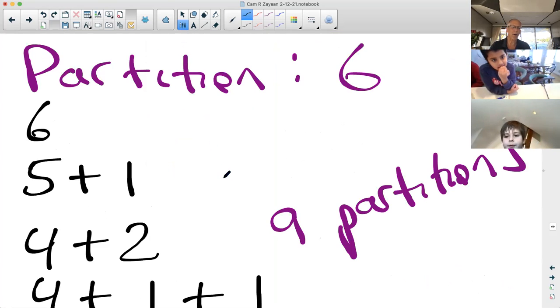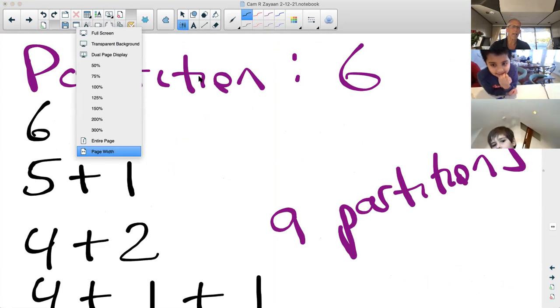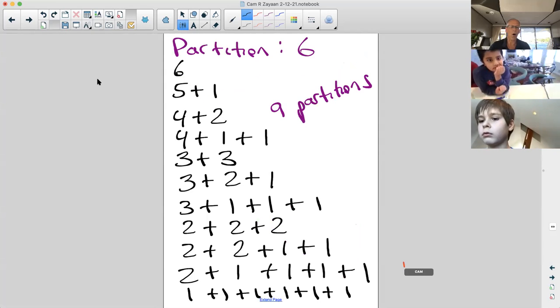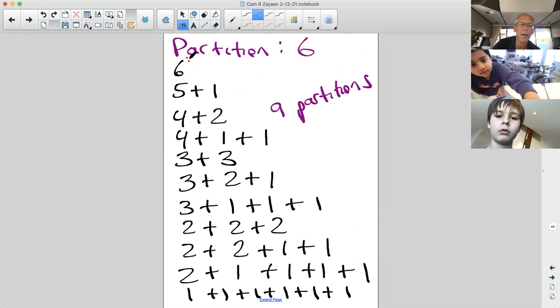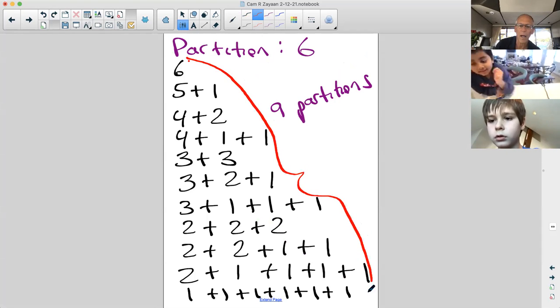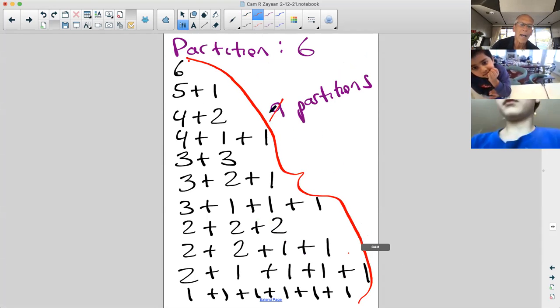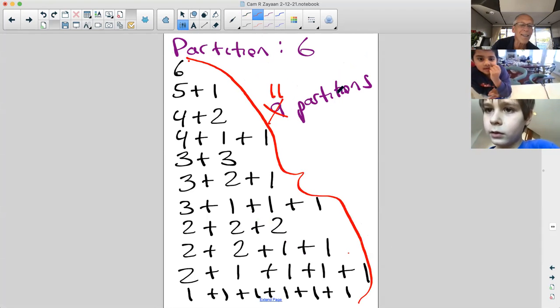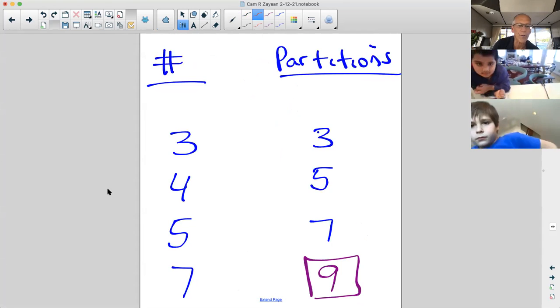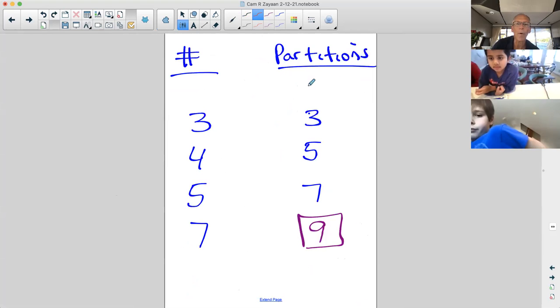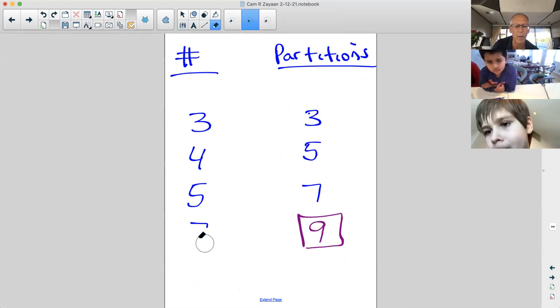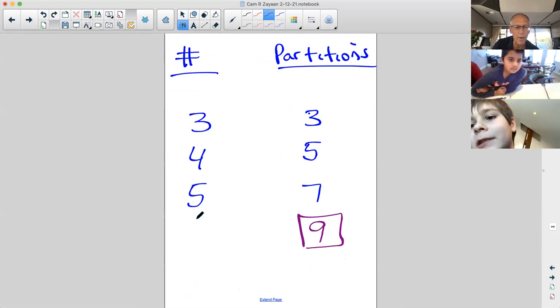1 plus 1 plus 1 plus 1 plus 1 plus 1. How many partitions? Nine partitions. I think somebody didn't count. Okay, how many partitions do we have? 5, 6, 7, 8, 9, 10, 11. Ah, in fact, there are 11 partitions. And now I'm going to mute this because that's really loud. By the way, I made a mistake when I wrote down 7 there. I meant to write 6.